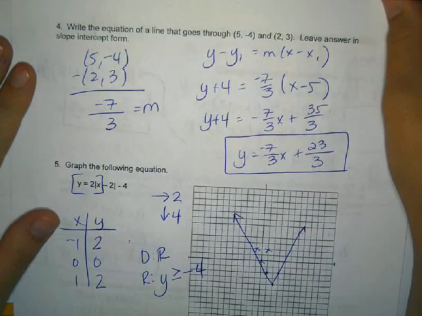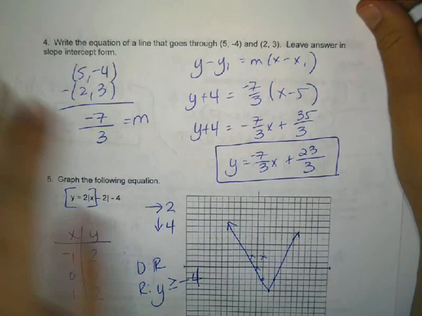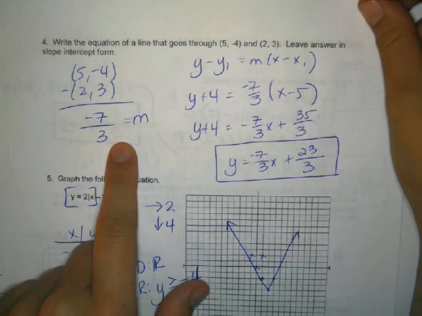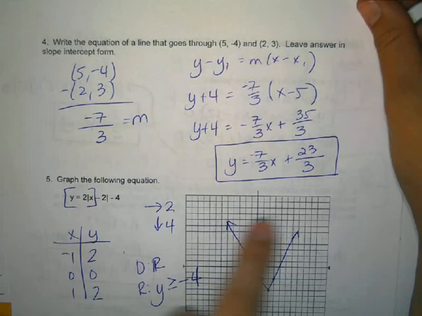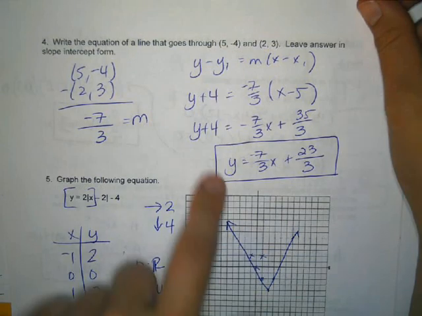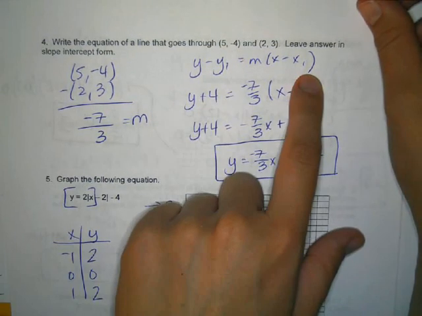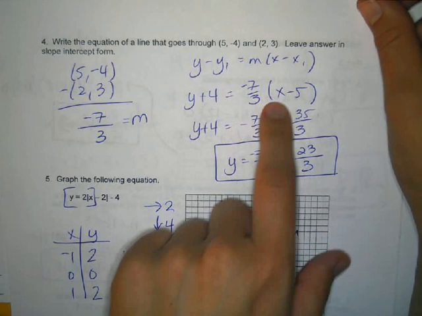For number 4, when you have 2 points, you have to write the equation of a line. You start by stack and subtract to get your slope, and then you can use either one of those points. I use the first one and put it into the point slope form. Then I distribute the -7/3 through.